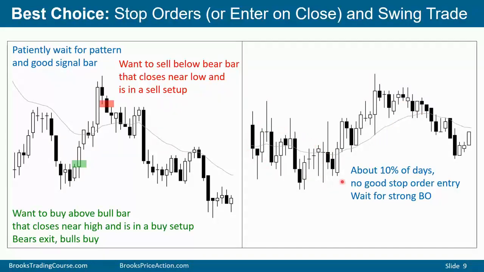Here, there's no great looking stop entry buy. And they also wait to see if there's a strong breakout. Maybe the tight trading range will become a strong trend, and then they can start trading with stop entries again. For example, buying pullbacks if there's a strong bull breakout and selling pullbacks from a strong bear breakout.